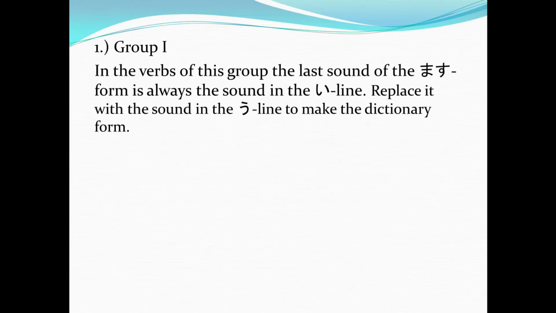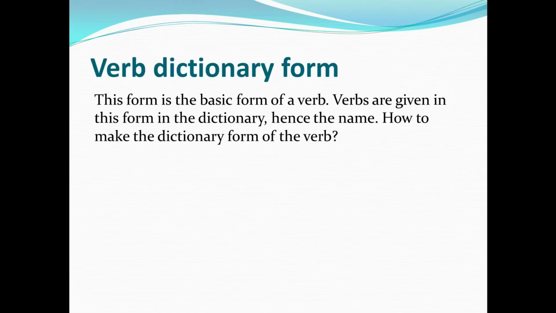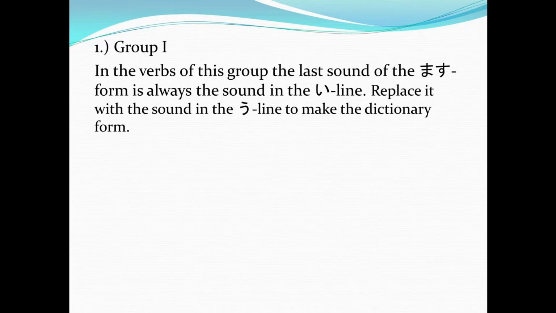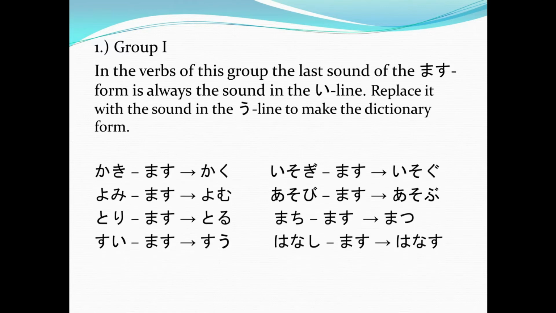In the verbs of this group, the last sound before masu is always the sound in the E line, remember? For you to change it into the verb dictionary form, replace it with the sound in the U line. Again, the last sound before the masu, which is the E line, you have to change into the U line. What are the letters under the U line? We have ku, tsu, su, mu, nu, ru, and so on. So here are the examples.